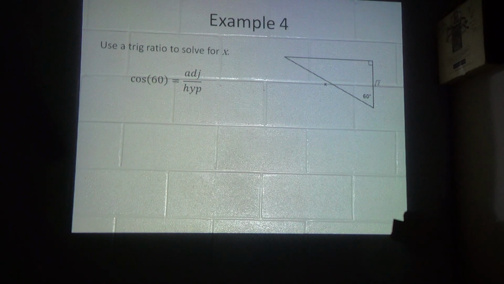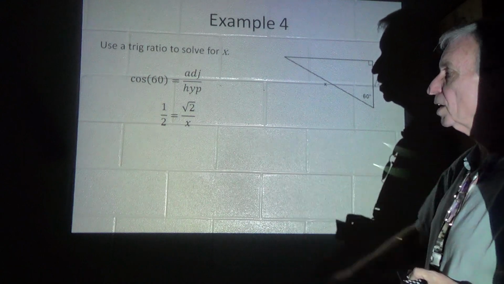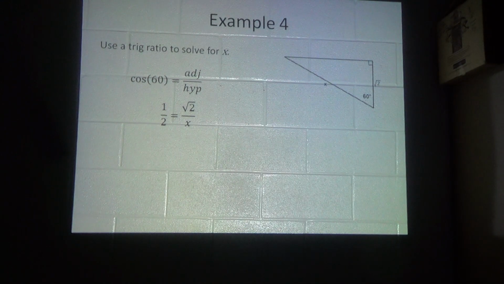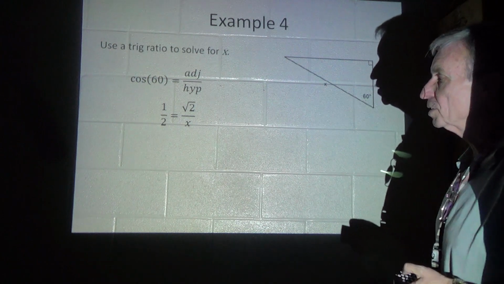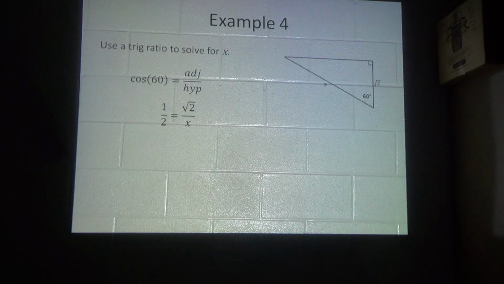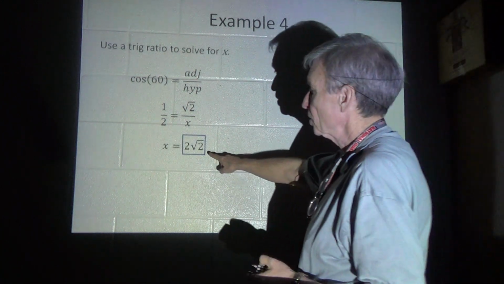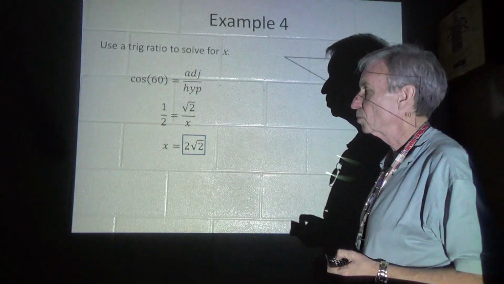Okay, so what we're going to do here is we know that the cosine of 60 is 1/2. So 1/2 is equal to the square root of 2 over x. Once again, this forms a proportion with the two ratios. Cross multiply and divide gives us simply that x is equal to 2 square root of 2.